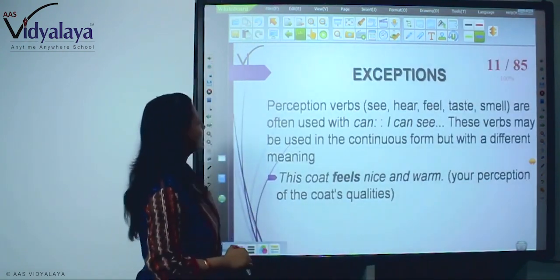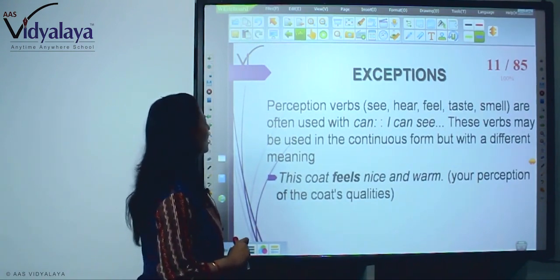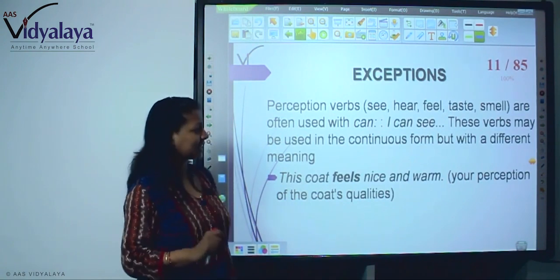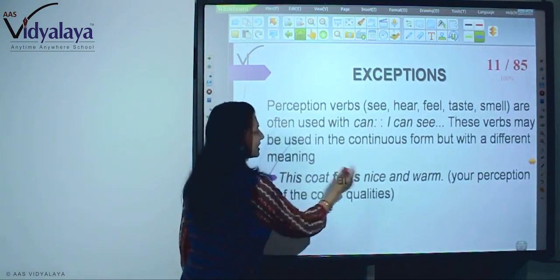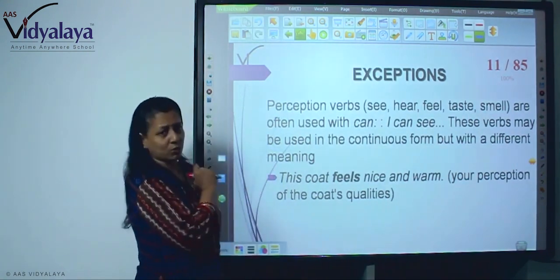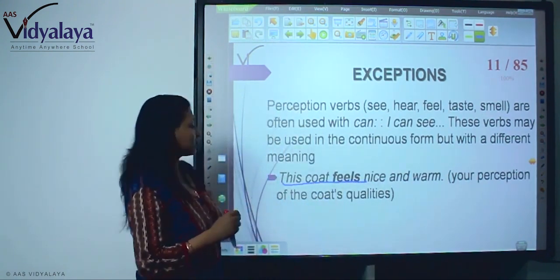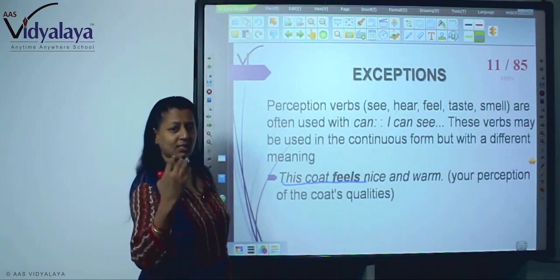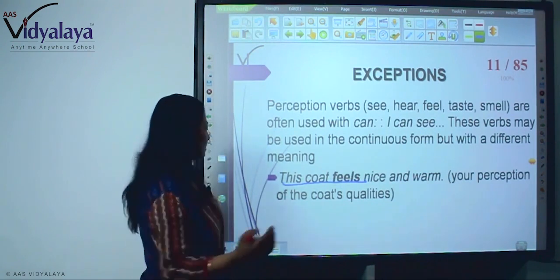Exceptions. Now perception verbs see, hear, feel, taste, smell are often used with can. I can see. These verbs may be used in the continuous form but with a different meaning. This coat feels nice and warm. Your perception of the coat's quality. This is your own perception. The same perception may not be of others.